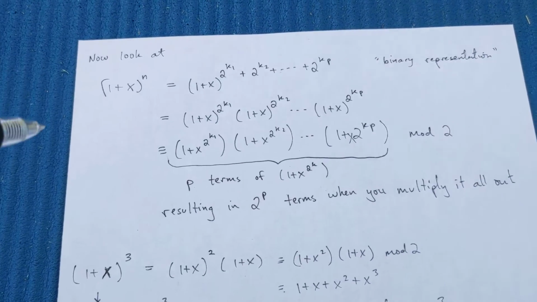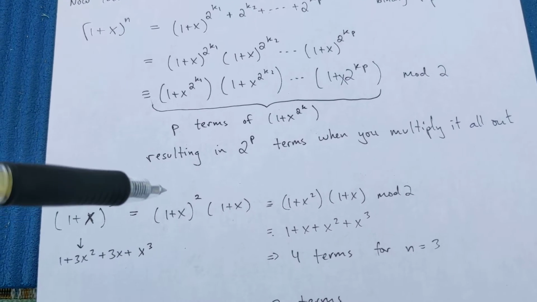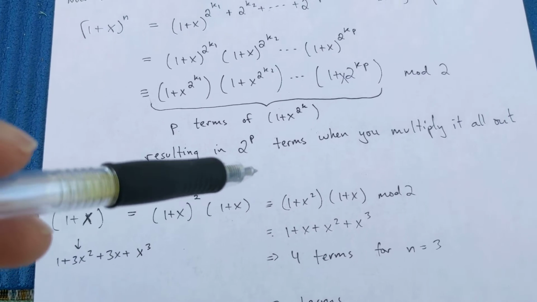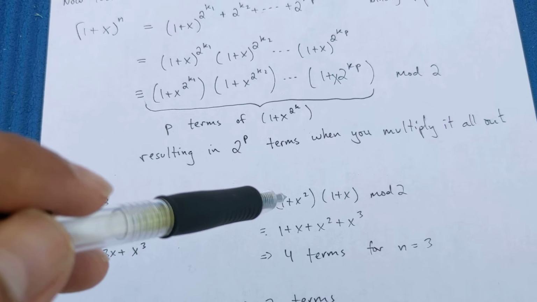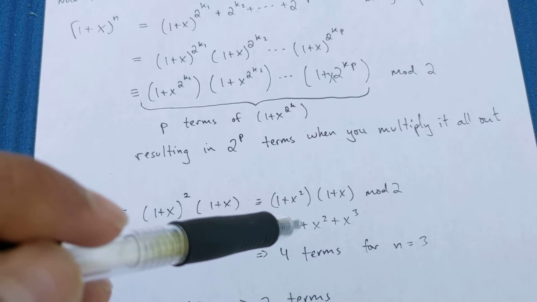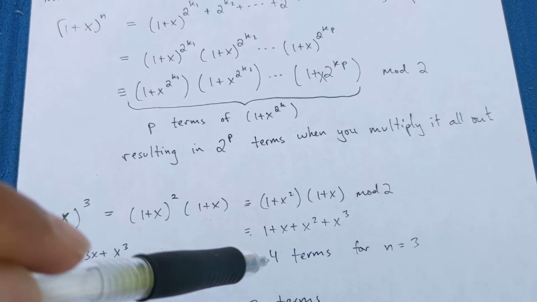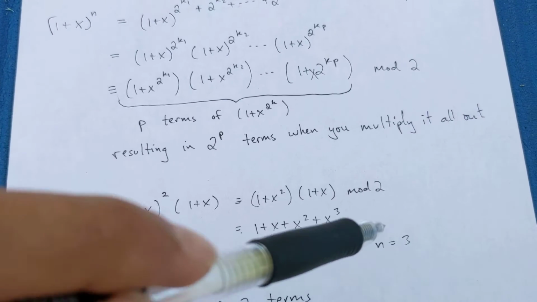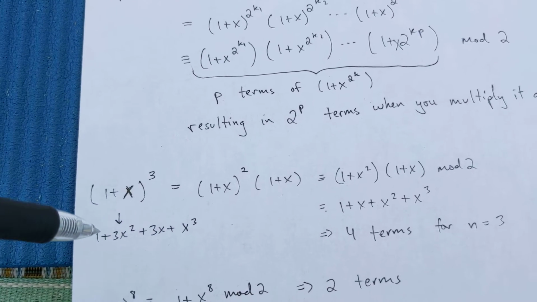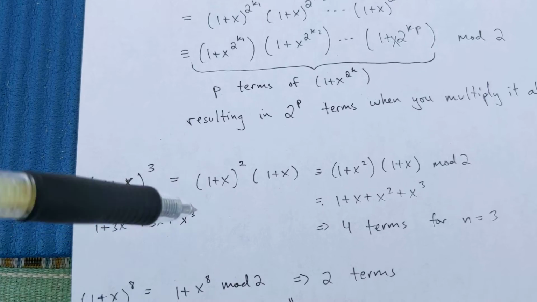So that's kind of abstract, so let's look at what this means. So (1+x)^3 is the same as (1+x)^2 times (1+x), which is going to equal (1+x^2) times (1+x) mod 2, which is then going to equal 1 plus x plus x squared plus x cubed. There are 4 terms here, and therefore there are 4 terms for n equals 3 that are odd. And you can see this here. We have 1 plus 3x plus 3x squared plus x cubed. You have 1, 3, 3, 1.